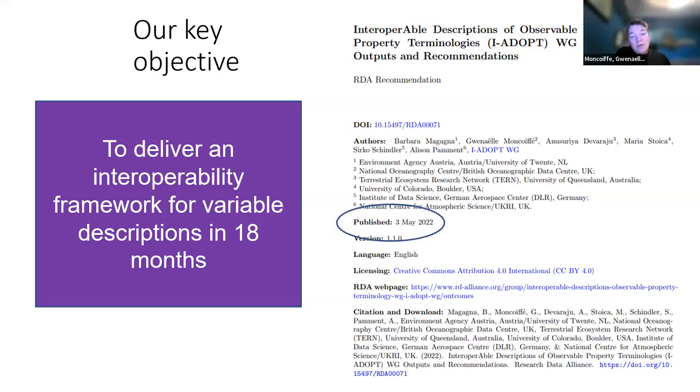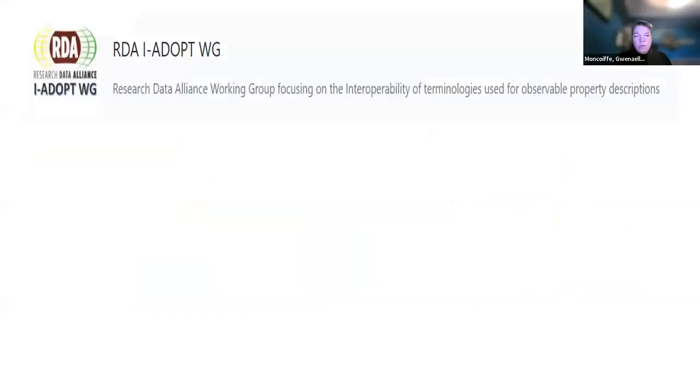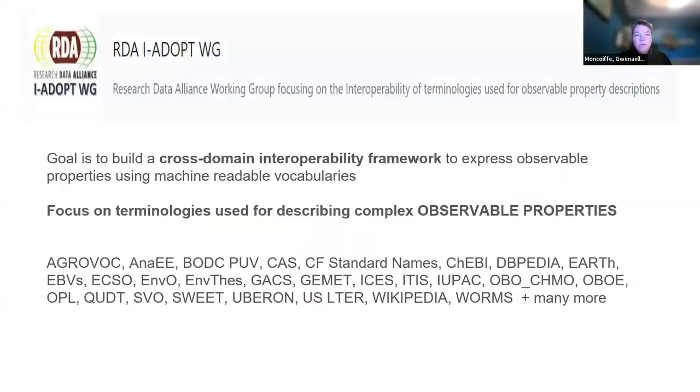We published our recommendations in May last year. This is just very briefly, I won't go into the detail of that, but just to show you that we went through quite a detailed work plan that took us through many iterations. We tried to take into account as much of what was already existing as possible. It was quite an involved piece of work, and we surveyed many vocabularies or terminologies that were used to describe variables as well.